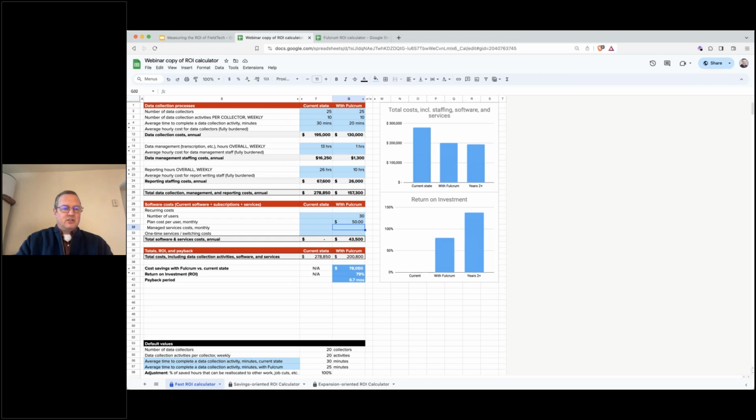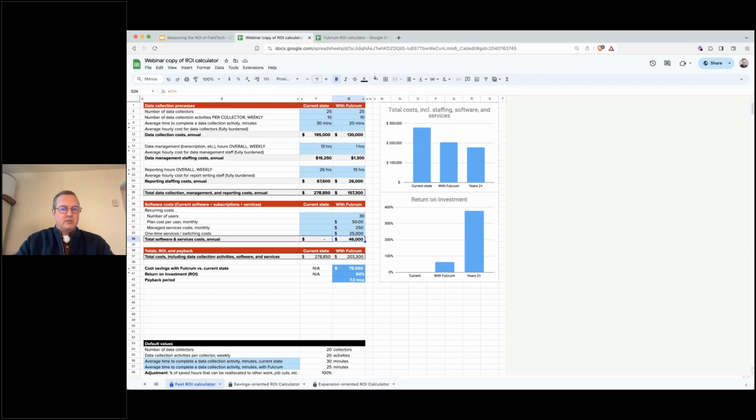I'm going to say that there's a managed service cost, let's call it $250 a month. This isn't a big site, so I'm going to say $250 a month there. And then there are one-time switching costs. I need to buy iPads for those 25 people, so there's like 25,000 initial investment. Seems like a fairly large number.